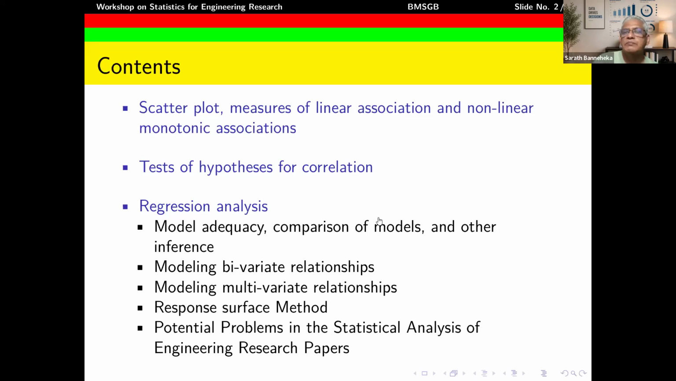So therefore, let me do it by parts. Probably it will take about 3 parts, I guess. Right. So we'll start with the scatter plot and measures of linear association and nonlinear association, nonlinear monotonic associations, and so on. So the whole video, several parts, will include that part, scatter plots and measures of linear association and nonlinear association, and then some description about how to test hypothesis concerning the correlation.